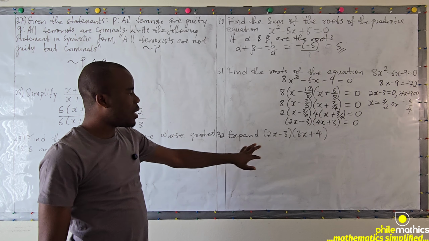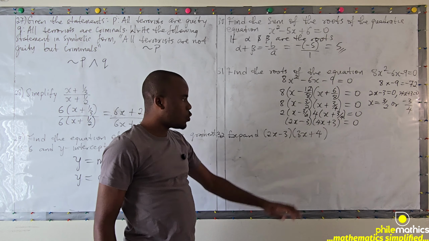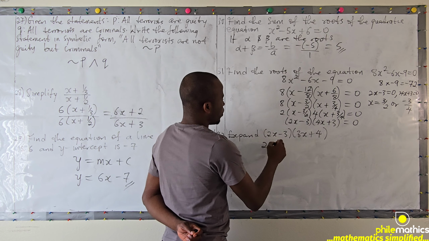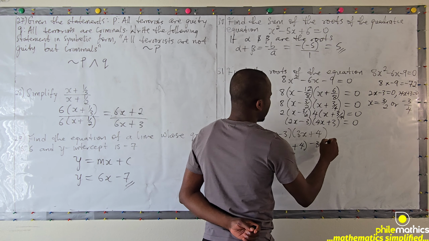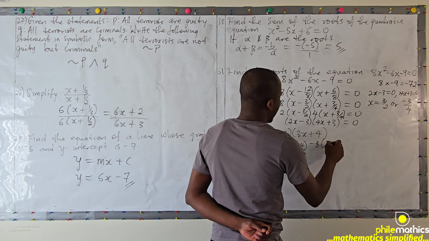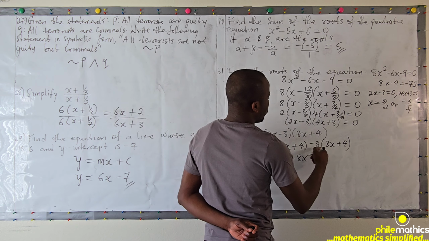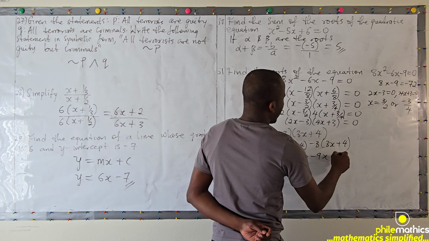32 says expand this. So how we do expand is this: multiply the whole of this, minus this multiply the whole of this. So 2x multiply 3x plus 4 minus 3 multiply 3x plus 4. If I multiply 2x times 3x is 6x squared. 2x times 4 is 8x. Minus 3 times 3x is minus 9x. Minus 3 times 4 is minus 12.